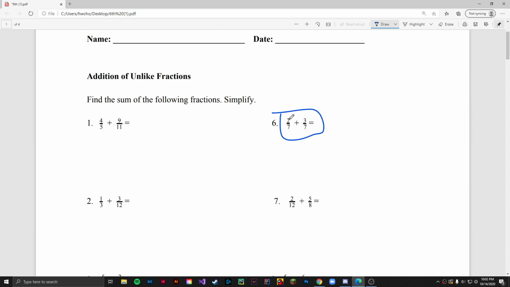2 sevenths plus 3 sevenths, that's just going to be add the numerators, and the denominators are already the same, so it's just going to be 5 over 7.